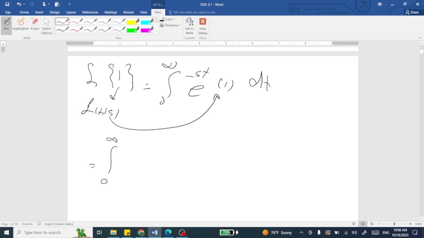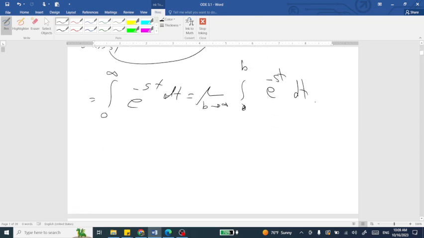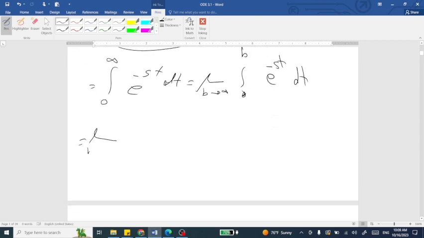So from 0 to infinity, e to the power minus st dt. I know this is equal to the limit as b goes to infinity of the integral from 0 to b of e to the power minus st dt. The important thing for the student is to forget about the limit. Say I have a limit b to infinity. Forget it, and solve e to the power minus st as you did in Calculus 1.